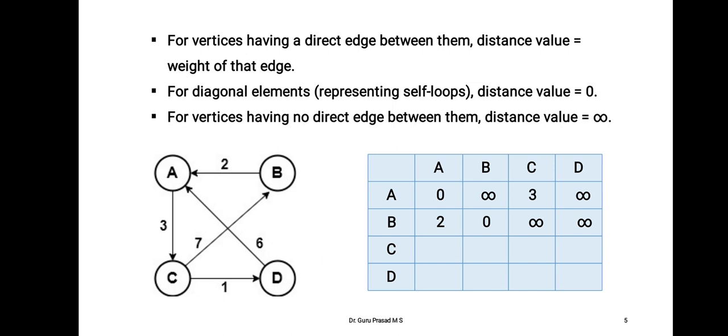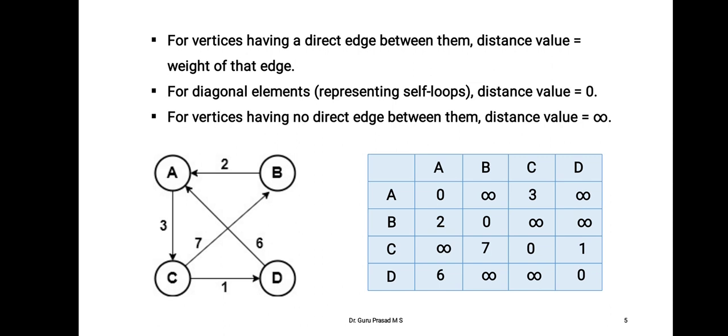Next, B to A, there is a direct edge, so the value 2. B to B, it is a self loop, 0. B to C, there is no direct edge, so the value infinity. B to D, there is no direct edge from vertex B to vertex D, so the value infinity. And similarly, you have to fill the third row and the fourth row.